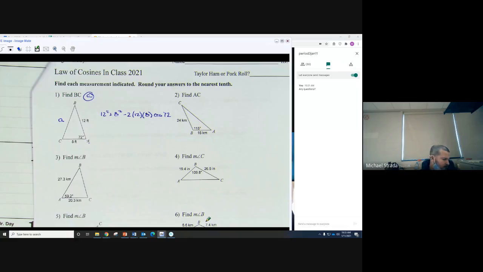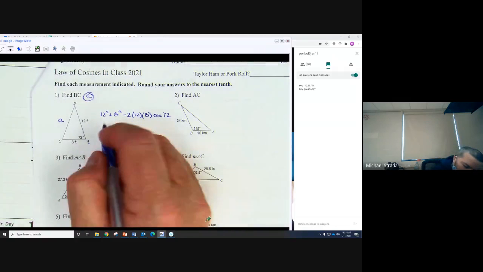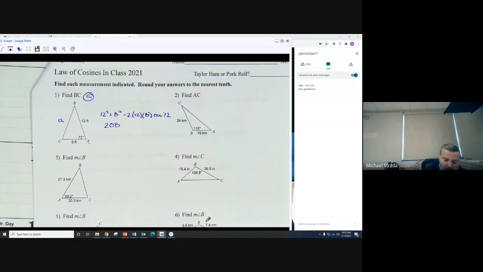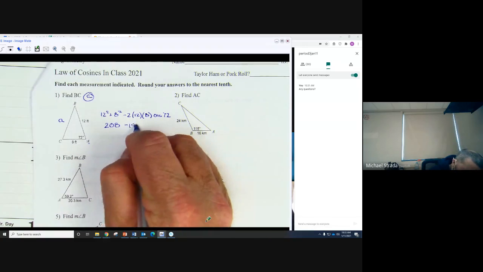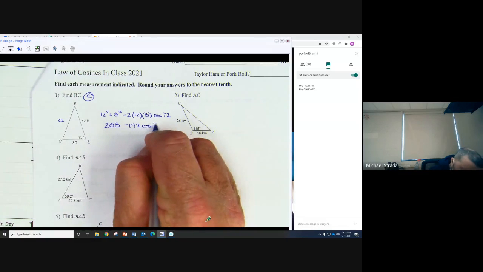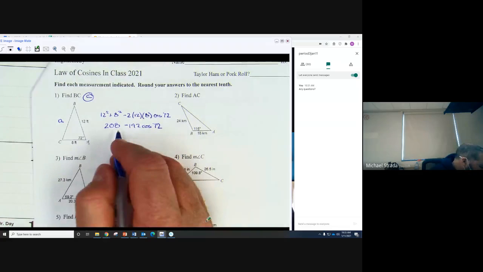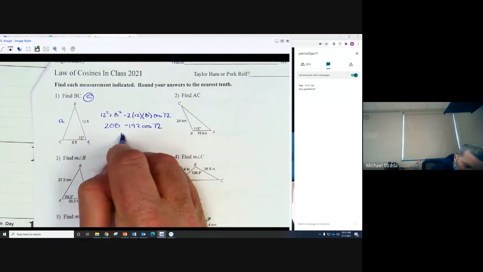All right. 144 plus 64 is 208, minus 192 cosine 72. Comes out to be approximately 148.67.